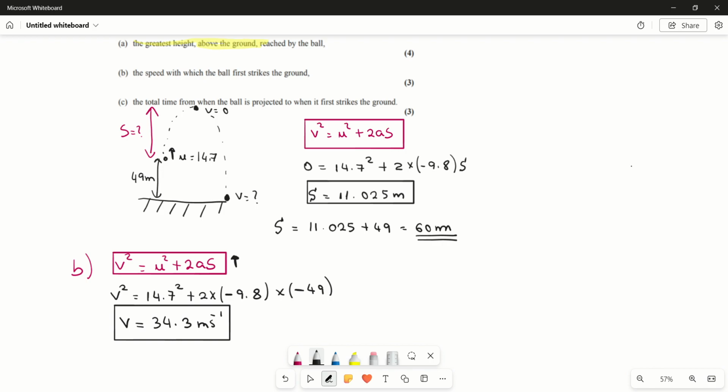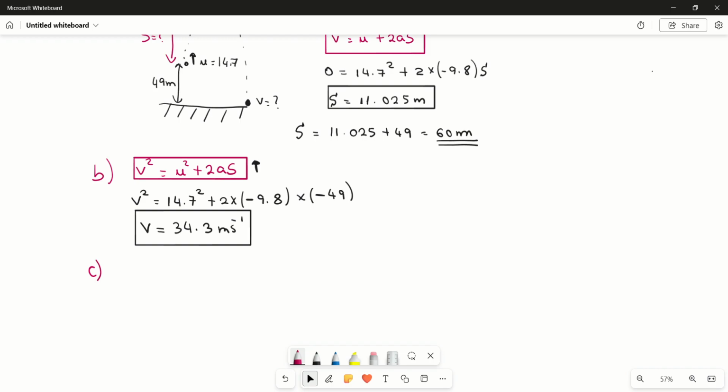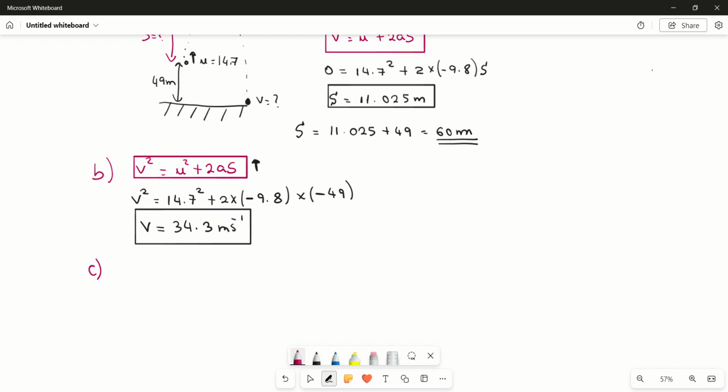So for part C, we would like to work out the total time from when the ball is projected to when it first strikes the ground. So for part C, again, we are going to use the SUVAT equation. We want to work out the time. So I'm going to have s is ut plus a half at squared. So I'm going to consider the distance to be minus 49.